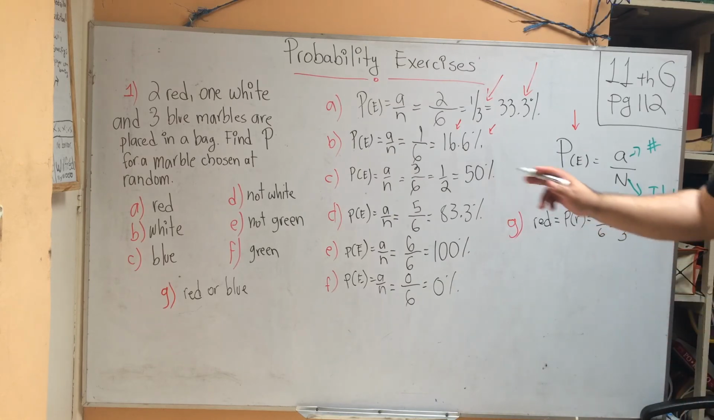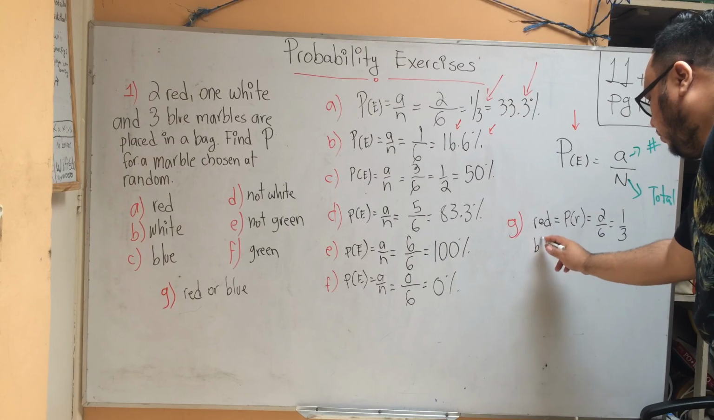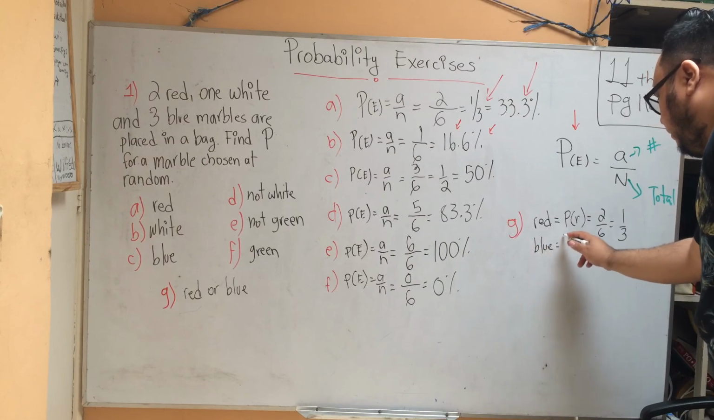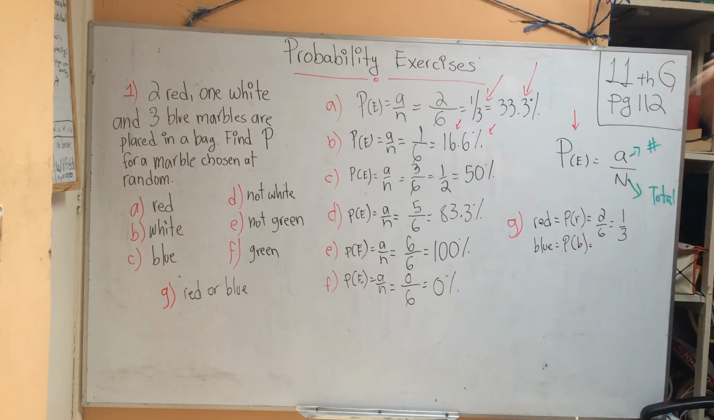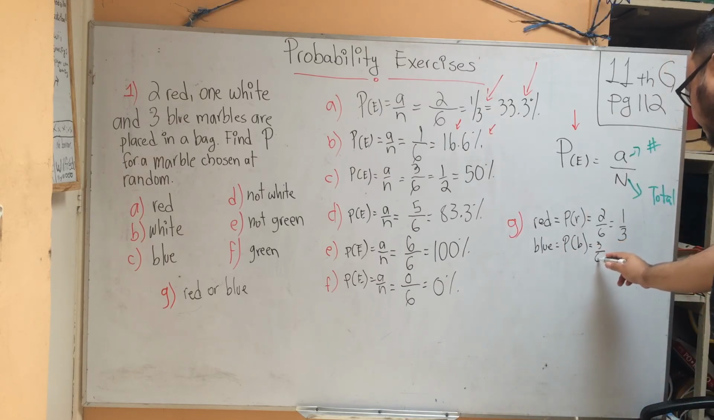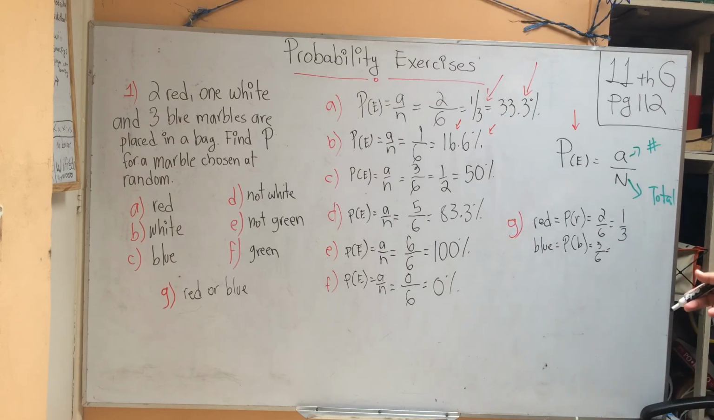And what is the probability of a blue? Blue is 3 out of 6. And if we simplify, we have 1/2. So what do we do when we have them together?